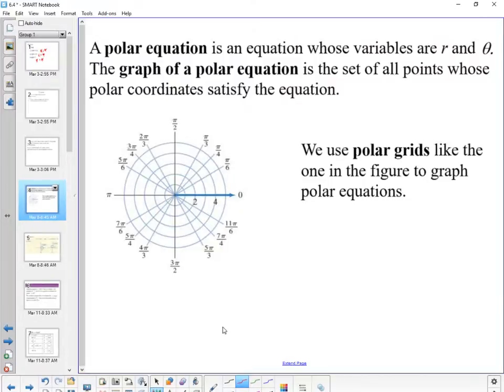All right, so they don't have x and y. They're going to have r and theta. And the way you graph them is going to be on this thing right here.